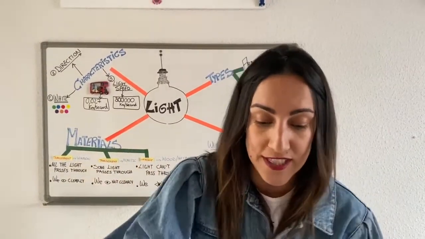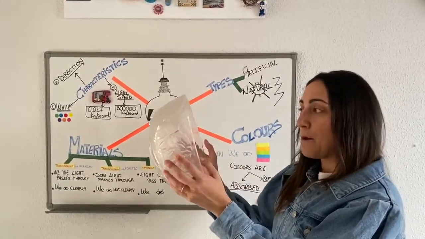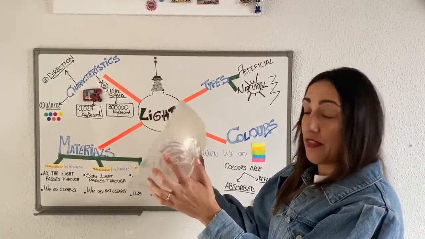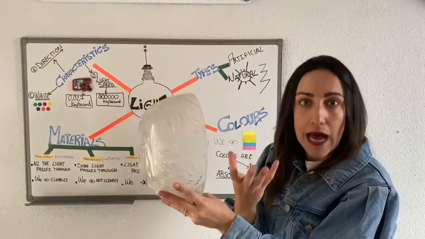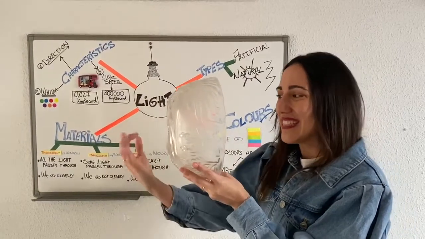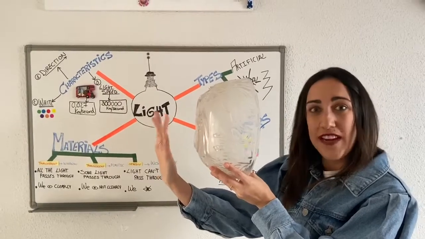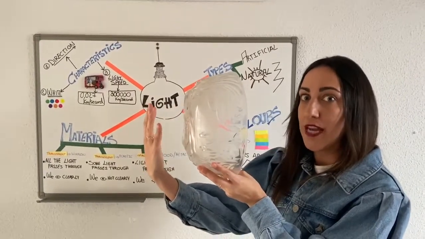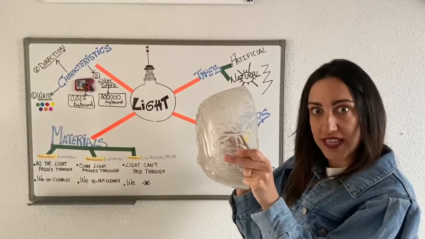Then we have another type of material that is translucent. The translucent materials are a little bit different from the transparent because not all the light, but some light can pass through. I can't see my hand clearly here. I can see the fingers a little bit, but not very clearly. So that is why it's translucent.